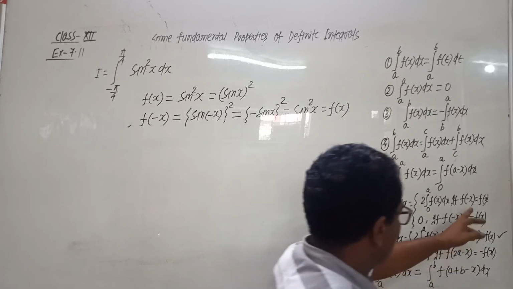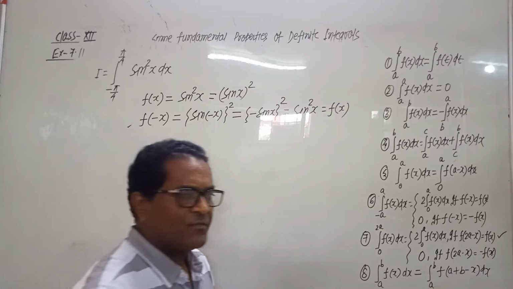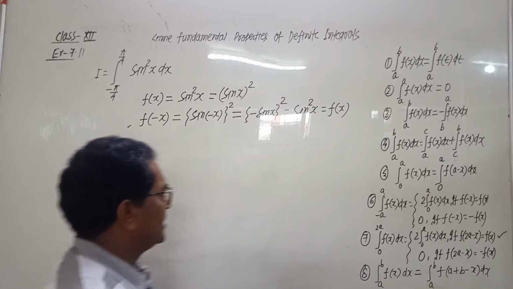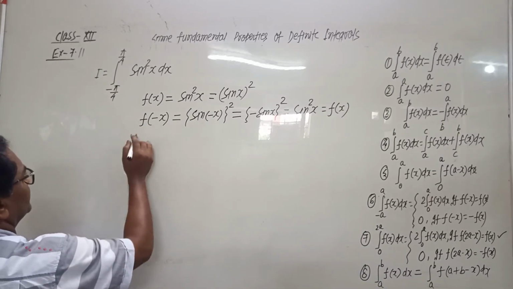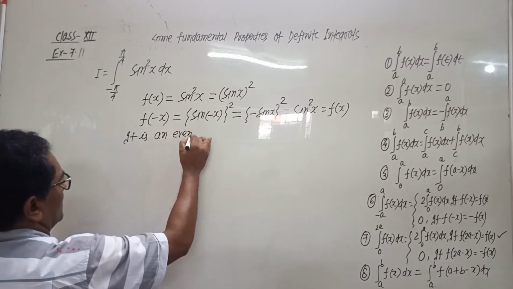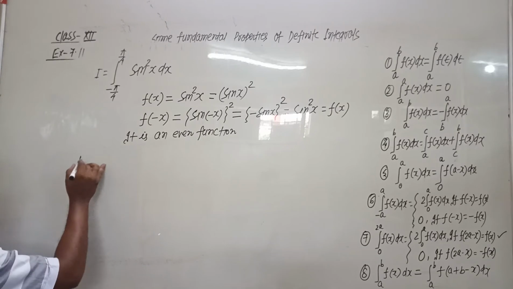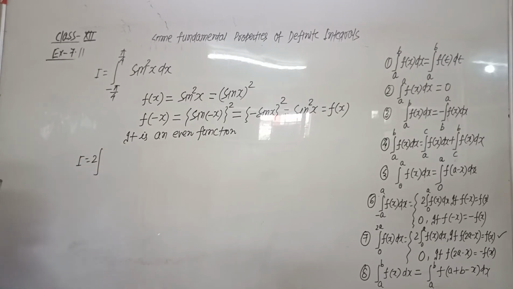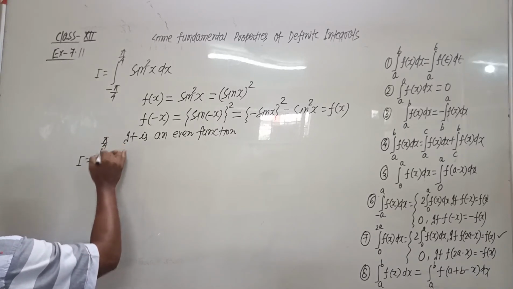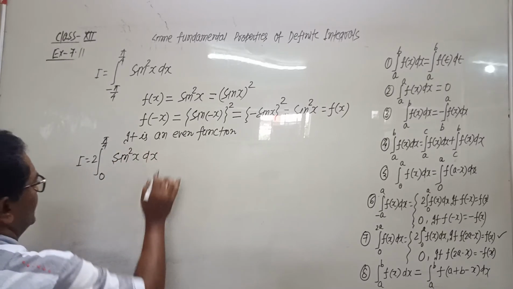If f of minus x equals f of x, then it is an even function. And for an even function, we write 2 times the integration from 0 to a of f(x) dx. So for the even function, we use the property: 2 multiplied outside and the limit taken from 0 to pi by 4, f(x) dx. So sine square x dx.